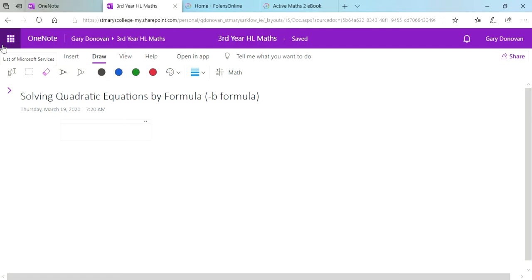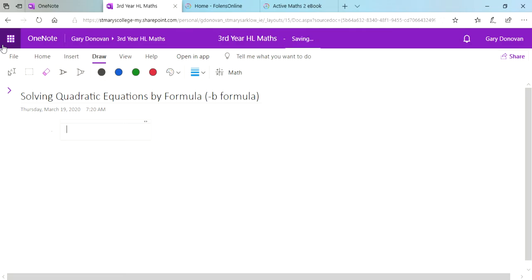So in this video we're going to continue with solving quadratic equations, but this time we're going to be using a formula, and you've heard me refer to this before as the minus b formula. So let's just do a quick recap of some of the kind of quadratic equations that we were solving yesterday.